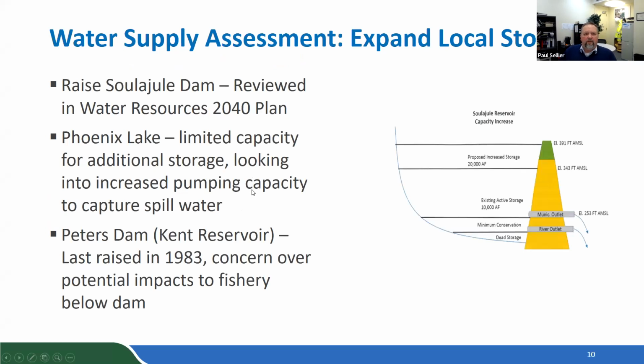So just briefly, looking at expanding local storage, it could be Soulajule Dam that we would look at as one example. There's also Phoenix Lake. And while there's limited capacity there for raising a dam, maybe increasing our ability to pump water from that lake to capture the spill water more effectively than we currently can would be a worthwhile project. And of course, looking at Kent Reservoir, Peters Dam, which was last raised in 1983, and see if there's any potential to increase storage there.